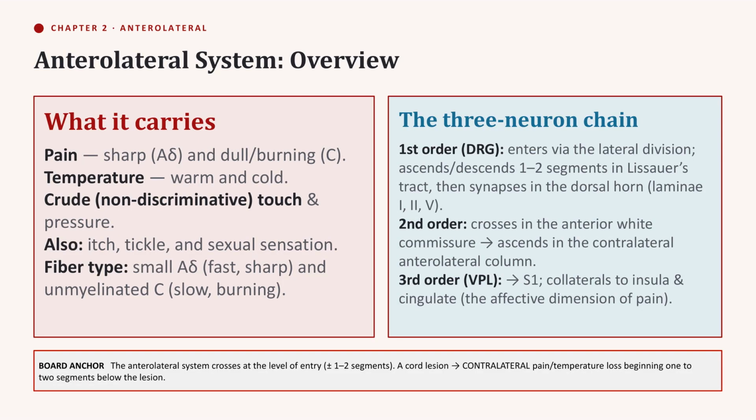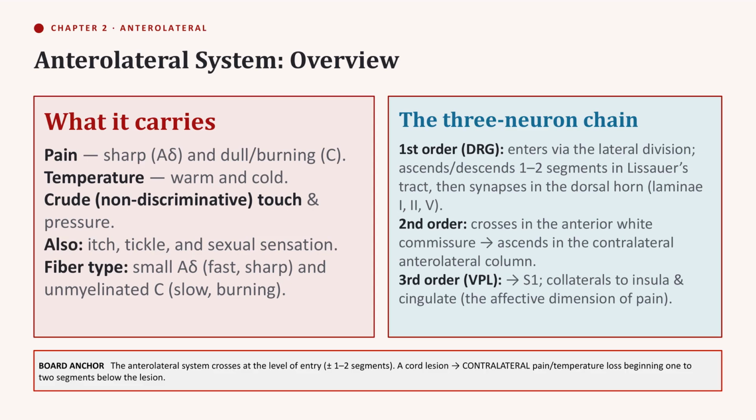Here's the anterolateral system on one screen. On the left, what it carries: pain, both the sharp, fast pain of A delta fibers and the dull, burning pain of C fibers, plus temperature, warm and cold, and crude, non-discriminative touch and pressure. It also carries itch, tickle, and sexual sensation, all on those small, slow fibers.